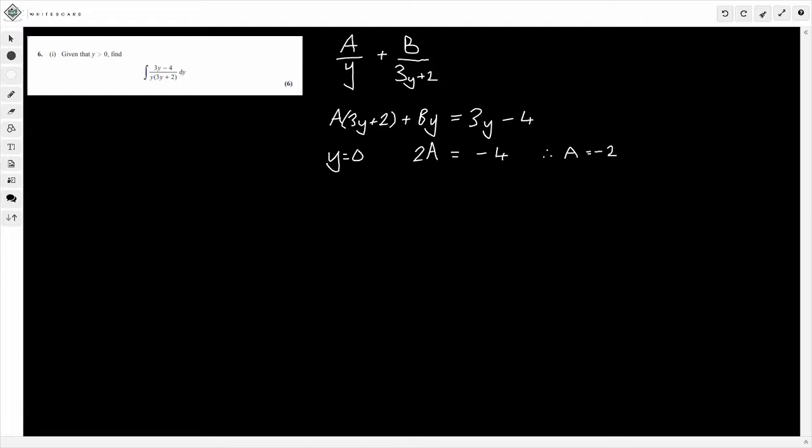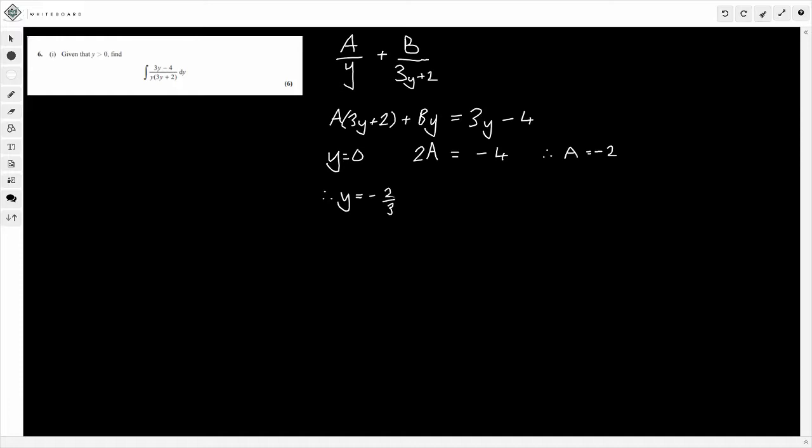How do we get the other value? Well, we're going to have to eliminate the A now. To eliminate this A, I've got 3y plus 2, so I've got to make this bracket equal to 0. If we subtract 2 off, 3y would be equal to minus 2, so we divide by 3. So therefore y, I'm going to let y equal minus 2/3, like so.